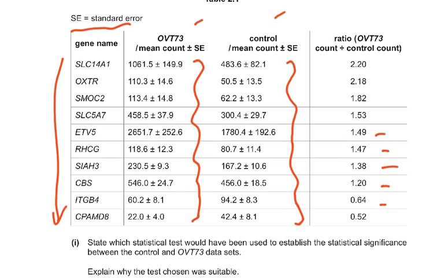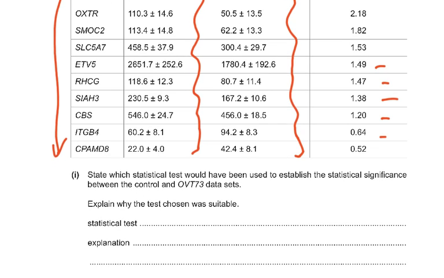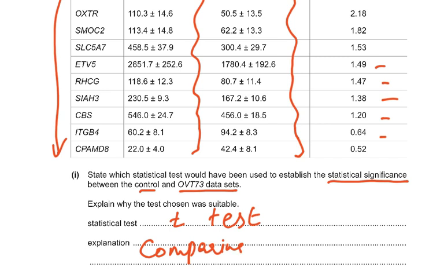Now it says: state which statistical test would have been used to establish the statistical significance between the control and the OVT73 data sets. Explain why the test was chosen. Now, whenever we are discussing two sets of data, that is always a t-test. So that is something we all know. And why are we doing the t-test? Because it is comparing the means, or you can say continuous data, or comparing two samples with fewer than 30 values.